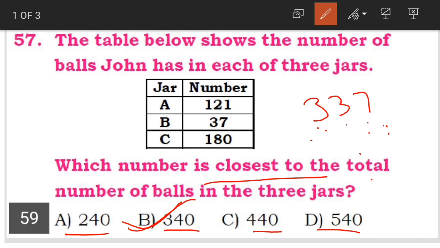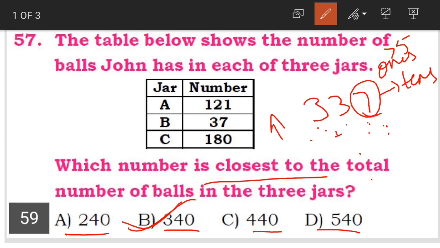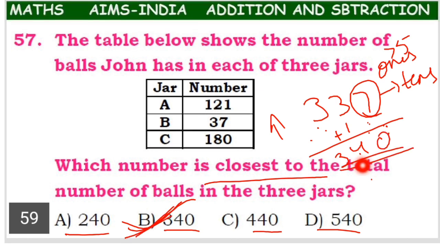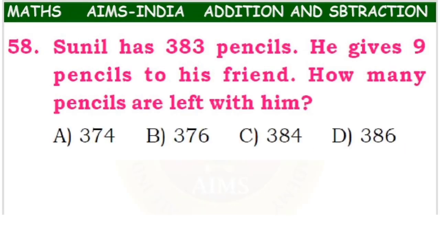340. Yes. See, when we round off this 337 to the nearest 10, 7 is in the 1's place. This is greater than 5. So we round up. That means we add 1 to the digit in the tens place. Now 3 plus 1, 4 and 0 here. 340. Yes children. This is what it is. The closest means here we are writing the approximate answer. 337 is the closest to 340 here.